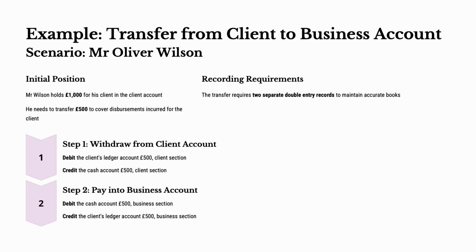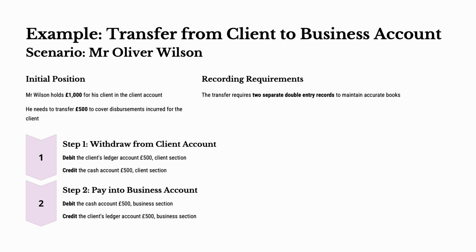First, withdraw from the client account. Now debit the client ledger £500 in the client section, and credit the cash account £500 in the client section. Then, to pay into the business account, you need another entry: debit the cash account £500 in the business section, and credit the client ledger £500 in the business section. Double entry ensures everything is balanced and nobody's money goes missing. That's what we need to keep in mind.